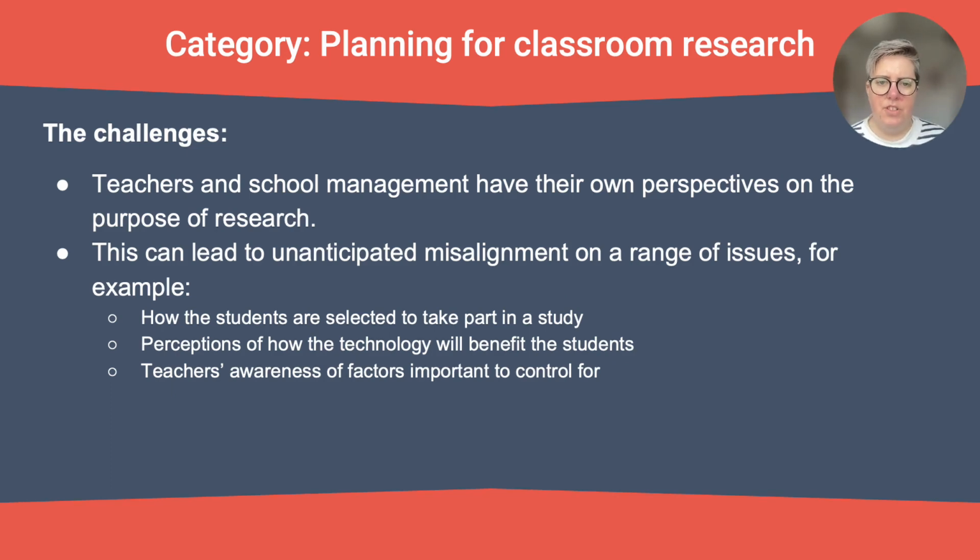In planning for classroom research, we saw many common challenges that arose, primarily due to the complexities of schools as an organisation and the many stakeholders involved in that research. We found that teachers and senior leaders within schools often had their own perspectives on the purpose of research, and this led to often differing goals. This led then to misalignment on a range of issues, such as how students were selected to take part in the study, perceptions of how the technology would benefit the students, and teachers' awareness of factors that were important to control for.